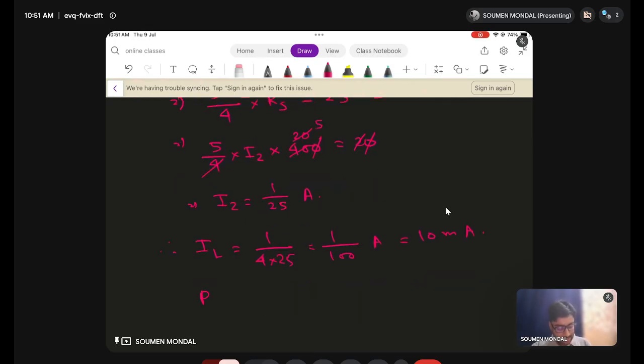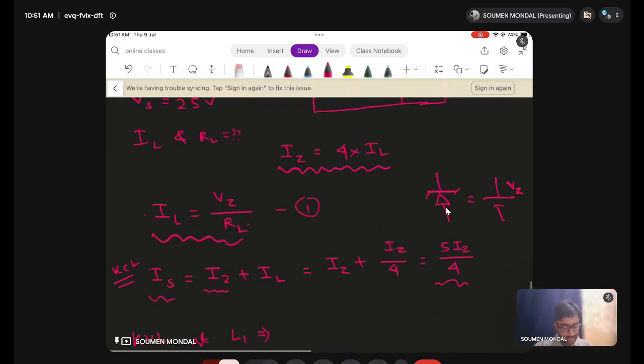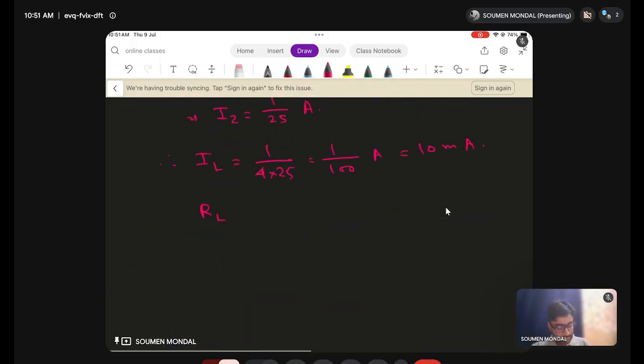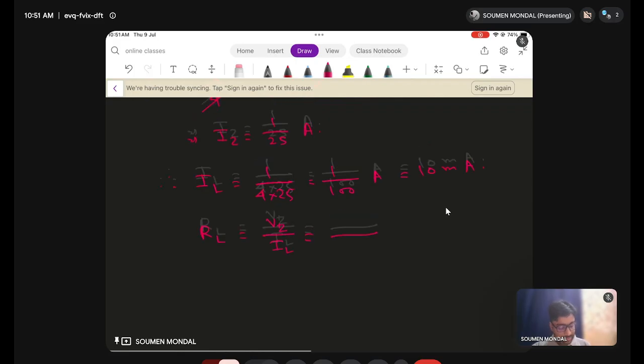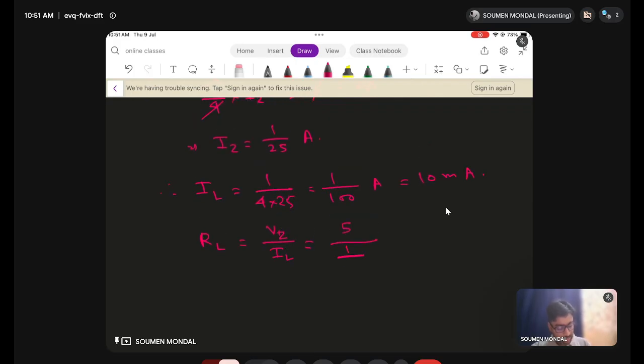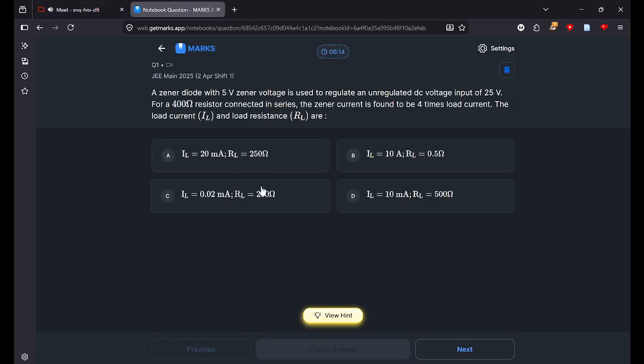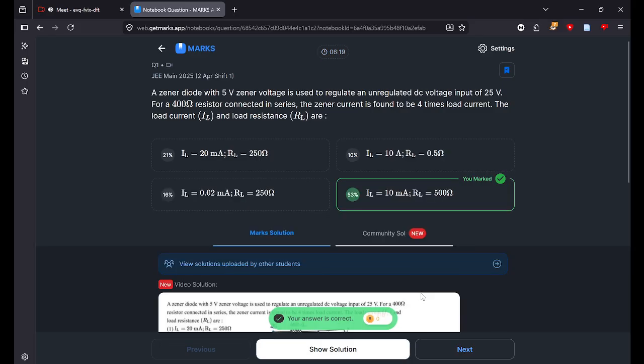And the load resistance RL, I can use this formula, RL is Vz by IL. Vz is 5, IL is 1 by 100, so it is 500 ohm. So let's check the options, am I right or wrong? There are 500 ohm, 10 milliamp. Now move to the next question.